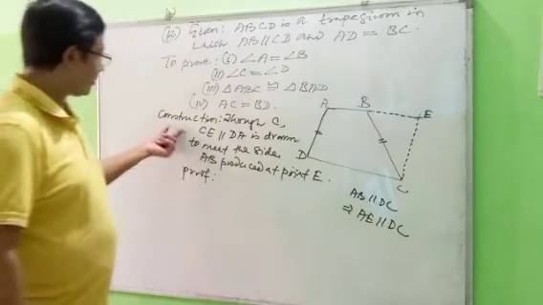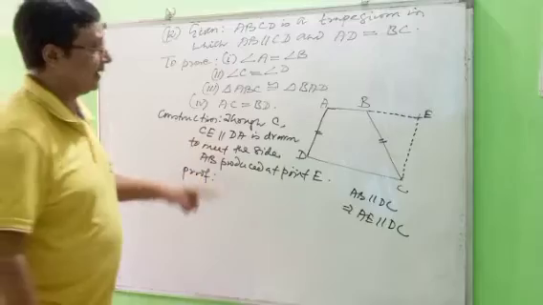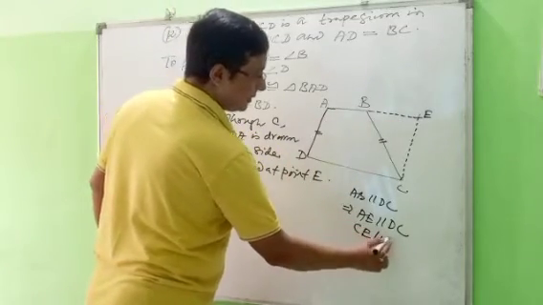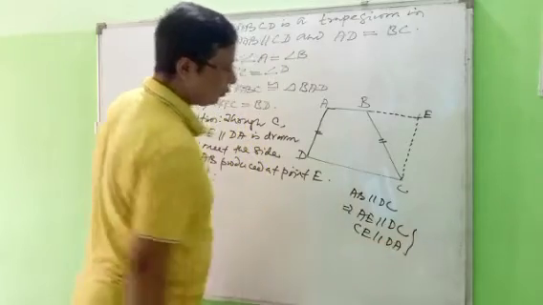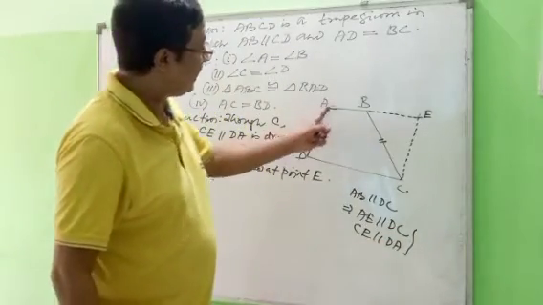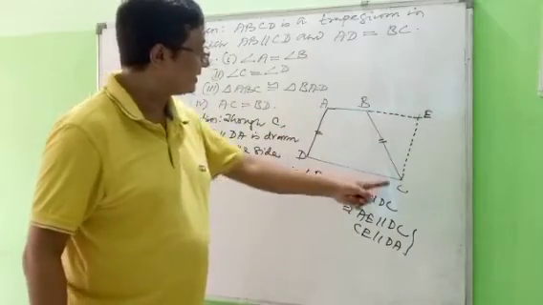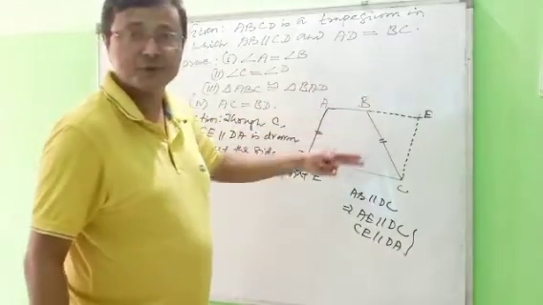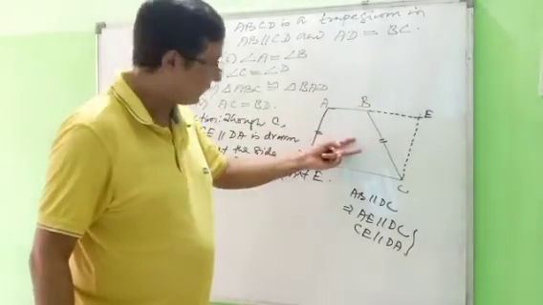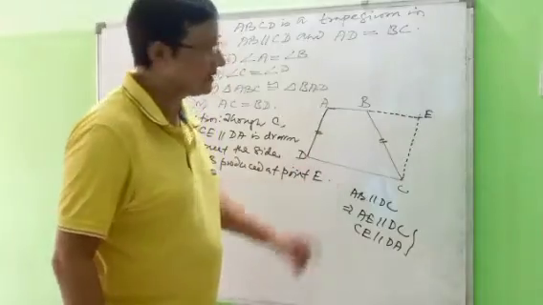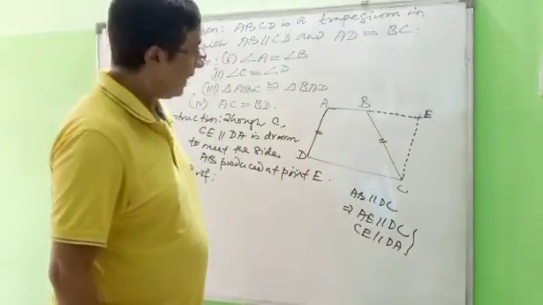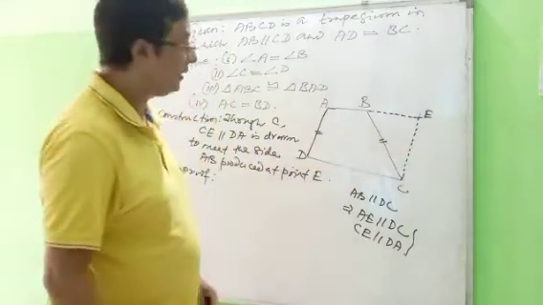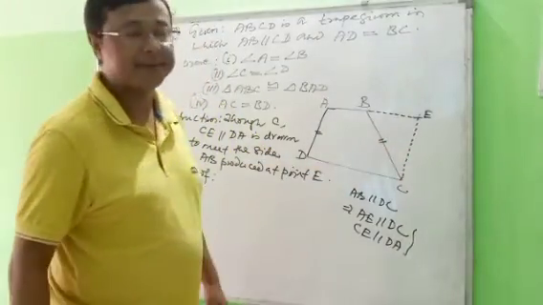Next, through this construction, you have made CE parallel to DA. Now from these two conditions, you have seen that AE is parallel to DC and CE is parallel to DA. That means both pairs of opposite sides are parallel. Therefore, AECD is a parallelogram. As both pairs of opposite sides are parallel, this is one of the conditions for a quadrilateral to be a parallelogram.